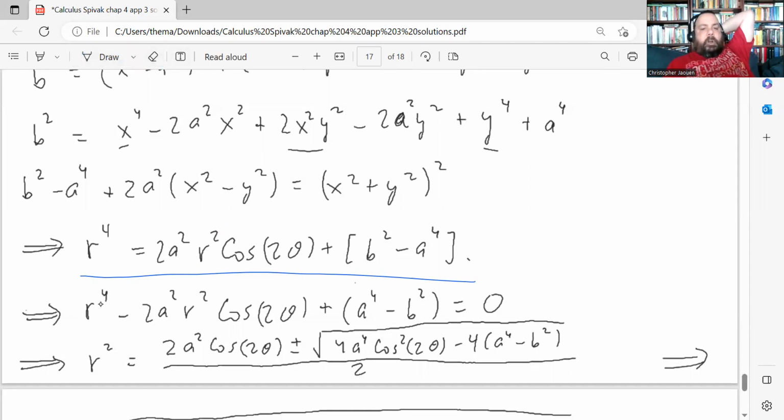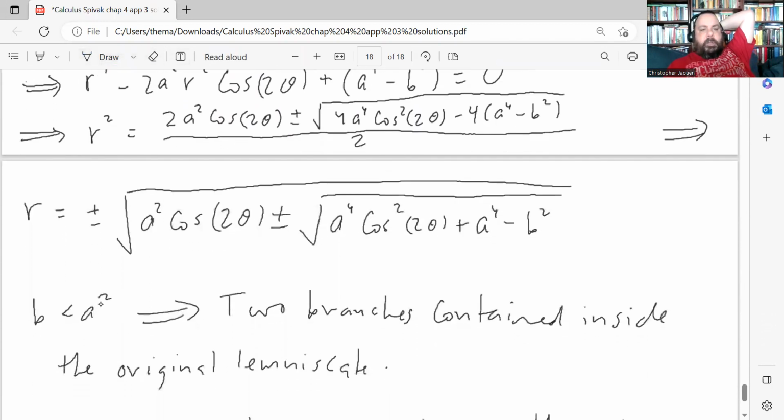Then to solve for r, we actually have to use the quadratic formula. You bring everything on one side. r is our variable here. So solving for r squared, you get this expression, again just by using the quadratic formula. And then solving for r, you get plus or minus this expression here.